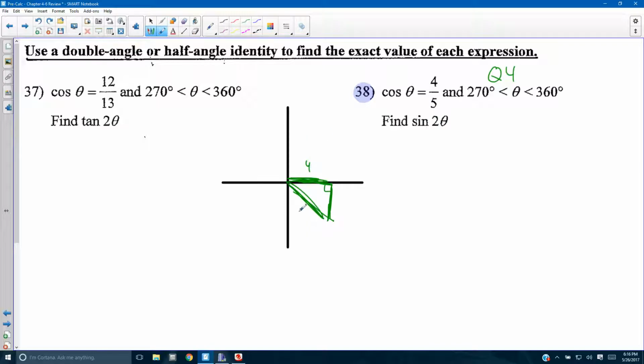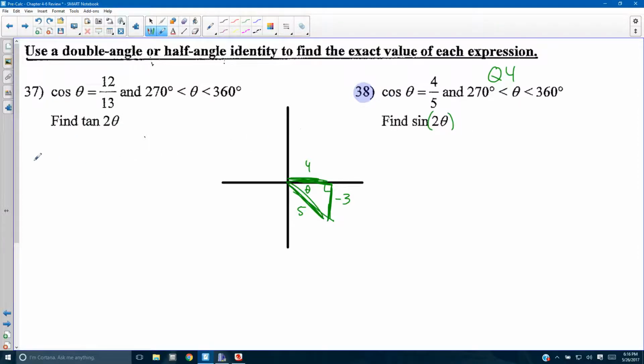So 4 and 5. Now, as the last one was a 5, 12, 13 special right triangle, this is a 3, 4, 5 special right triangle. But do not forget that there should be a negative there. Again, the fourth quadrant does affect sine just like it affected tangent. We expect it to at the very least. So find sine of 2 theta here.